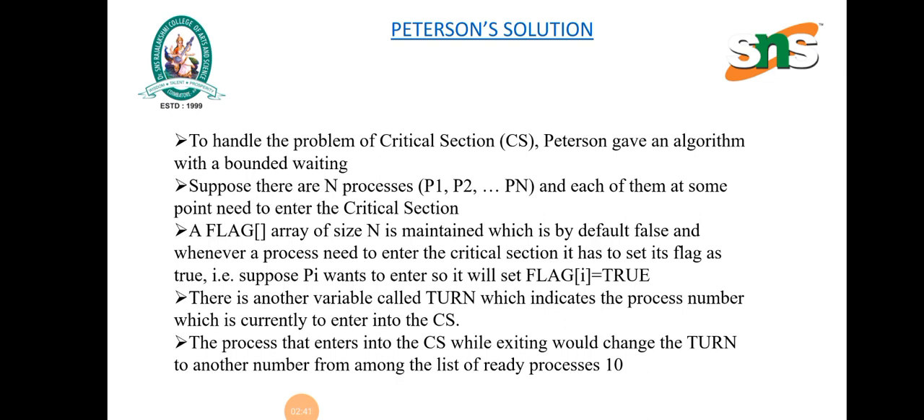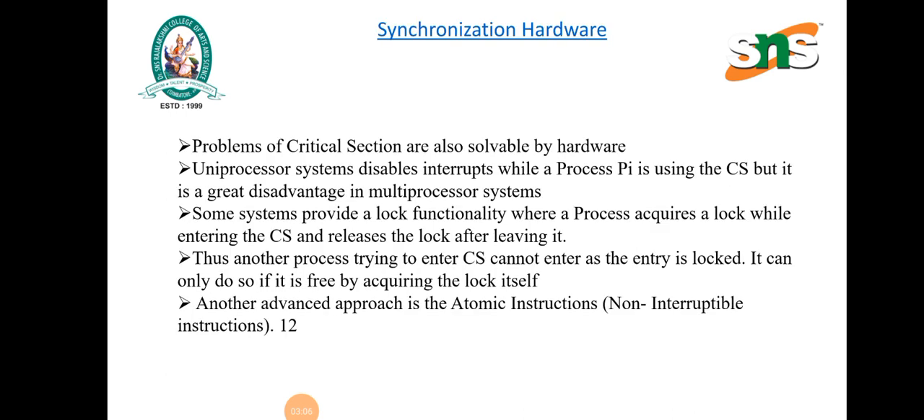Peterson solution: to handle the problem with the critical section CS, Peterson gave an algorithm. Suppose there are processes P1, P2, up to Pn, which need to enter the critical section. A flag array carries a size n, and there is another variable called turn, which indicates the process number that currently enters into the CS, and turn is passed to another ready process.